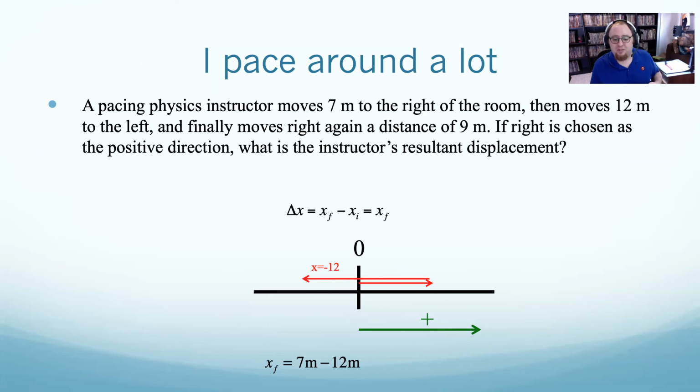I then moved 9 meters to the right. Right is positive, plus 9. My total displacement is 7 minus 12 plus 9 meters, or 4 meters.